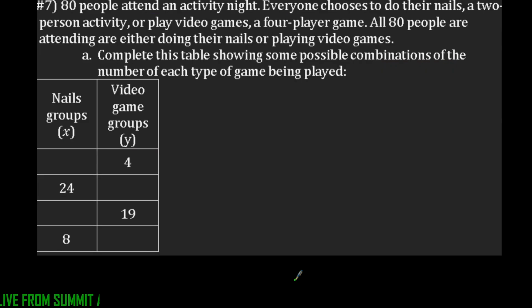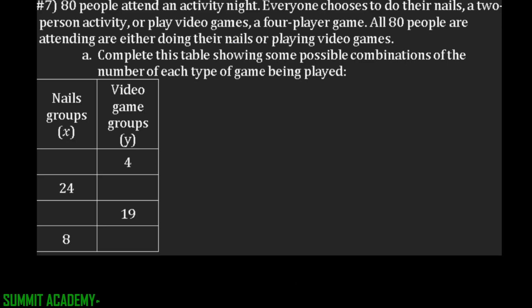All right, for the last one, it looks like this. It says 80 people attend an activity night. Everyone chooses to do one of the two. It says either their nails, a 2-person activity, or play video games, a 4-person game. So then it says all 80 people attending are either doing their nails or playing video games. So it's going to be one of those two. It says complete the table showing some of these possible combinations for the number of each game being played. All right, so you have to figure out what each of these groups are doing.